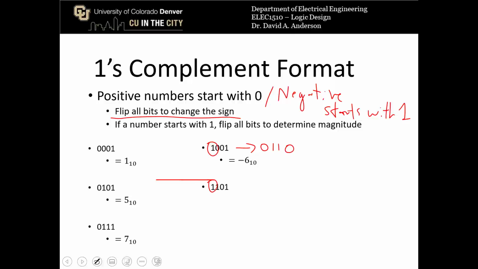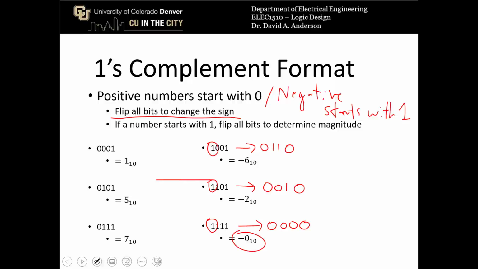1101 starts with a 1, so again we know that it's negative. We have to flip all of the bits. 0010, which is a 2, so the magnitude is 2 and it's negative, so that's negative 2 in base 10. 1111 again starts with a 1, so we know that it's negative. Flip all of the bits and we get 0000, so that is negative 0.